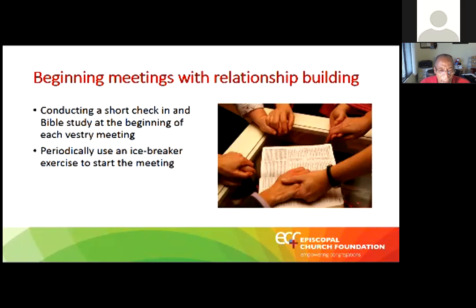And we also recommend and think it's a good idea to begin all meetings, vestry meetings and leadership team meetings, with Bible study. Certainly with prayer, but with Bible study to center ourselves and to invite the Spirit into that conversation. So we talk about some ways in which that may happen at the beginning of the vestry meeting in an effective and efficient way.